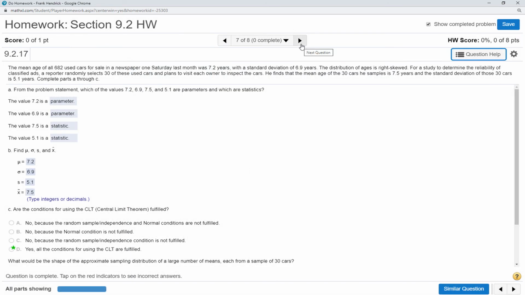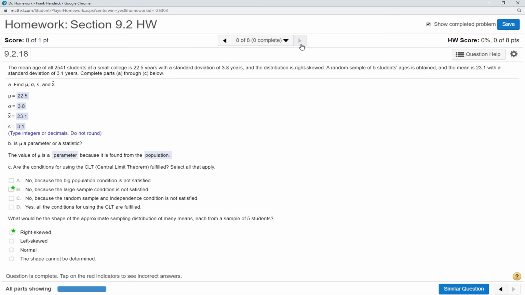Number 8. Describe here. You have your population mean, population standard deviation, sample mean, and sample standard deviation. The value of mu is a parameter. It's found in the population. Size of the sample. No, the central limit theorem does not fit because the sample size is too small.